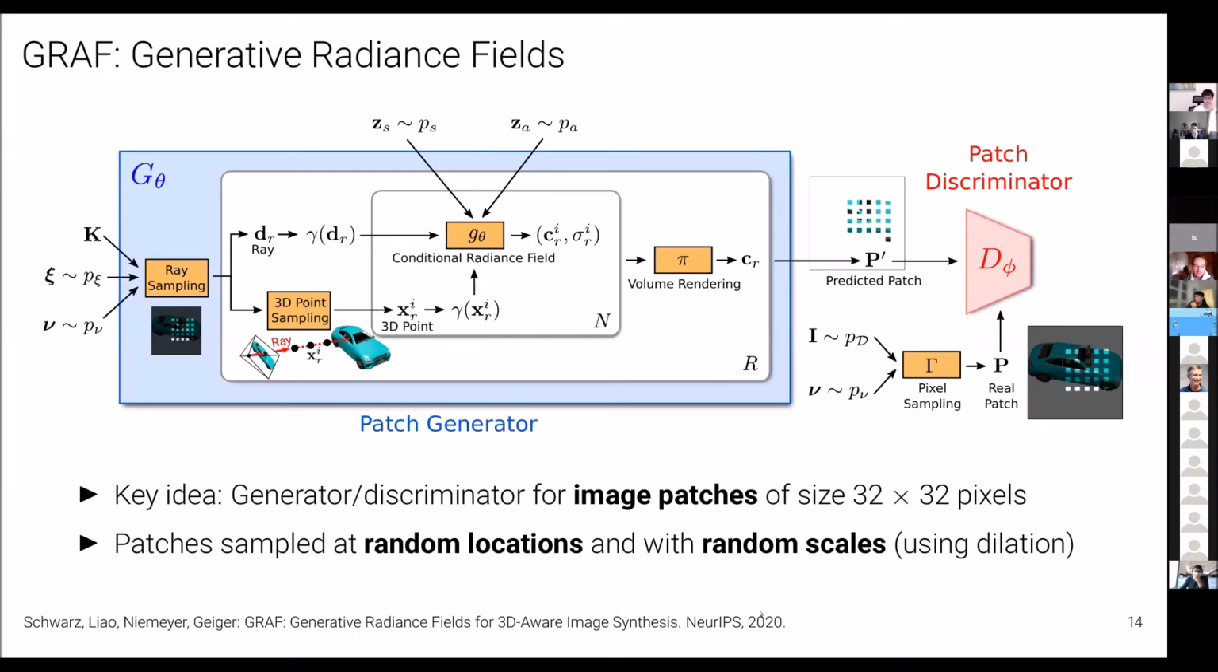Okay, so the key idea to summarize is that we have a generator and a discriminator for image patches. The generator has a non-trainable deterministic volume rendering component, but a trainable conditional radiance field. And these patches are sampled at random locations and with random scales using random dilations.